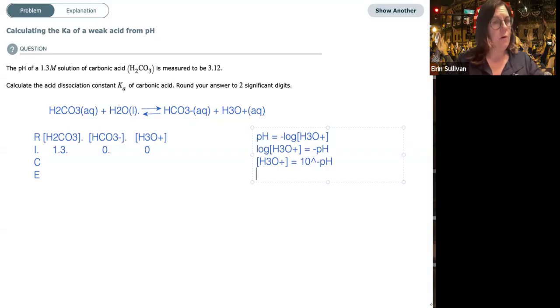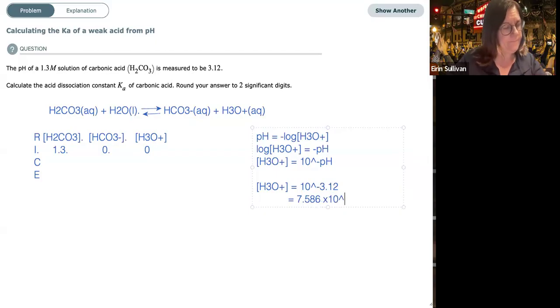So our pH was 3.12. So my concentration of my hydronium ion at equilibrium, I'm going to get by doing 10 to the power of minus 3.12, and that's going to give me a number which will be my concentration of hydronium at equilibrium, which is 7.586 times 10 to the power of minus 4. I had to check the number of zeros there.